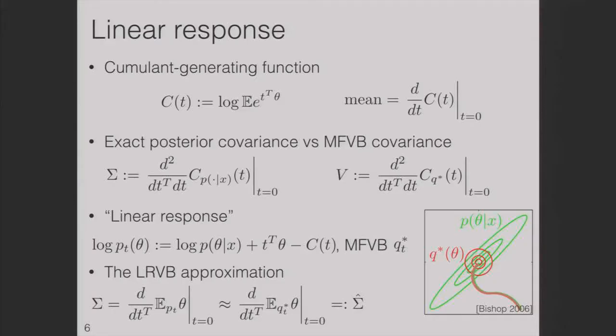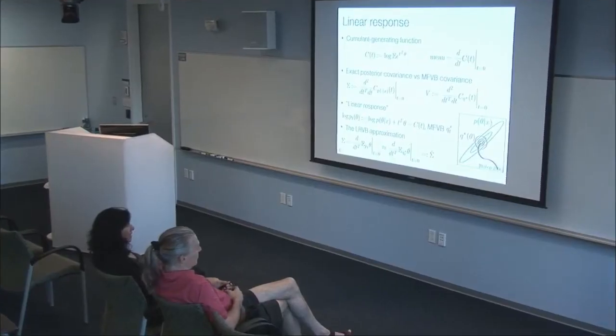Okay, and so we're going to call this the linear response variational Bayes approximation of the covariance. Okay, this is a totally unusable formula at this point because it involves this uncountable number of approximations, which we would never do in practice, so let's get rid of that.